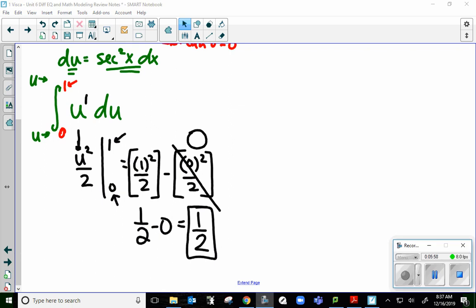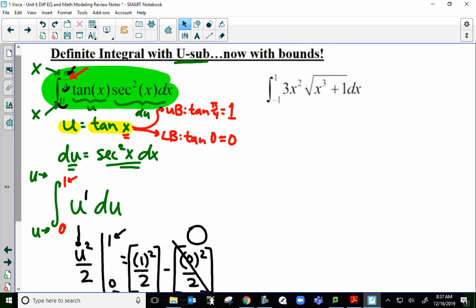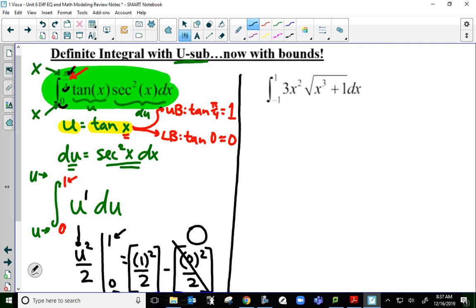Now, let's take a look at our second example. There we are. Now, what, pray tell, what do I make u and what do I make du? All right, well, here's my u, and whatever I make u, I should see some or all of the derivative of that, and that's going to be where I start.